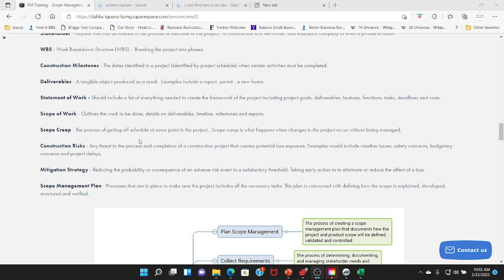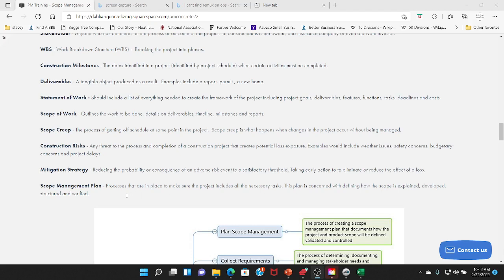And then the scope management plan itself: the processes that are in place to make sure the project includes all the necessary tasks. So this plan is concerned with how the scope is explained, developed, structured, and verified. Those are the important parts of that. The plan helps us to do those things in the end. How are we going to explain it? We're going to develop it.